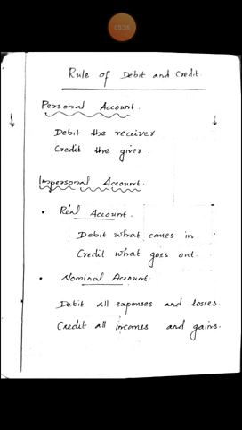Rule for personal account, debit the receiver, credit the giver. Impersonal accounts are of two types, real account and nominal account. Rule for real account is debit what comes in, credit what goes out. Nominal account rule, debit all expenses and losses, credit all incomes and gains.